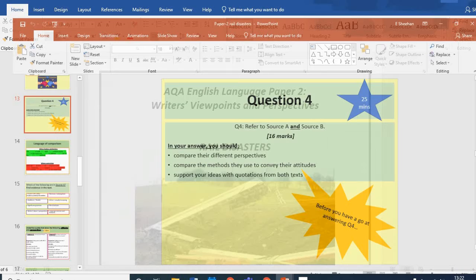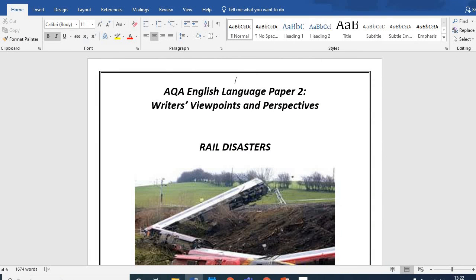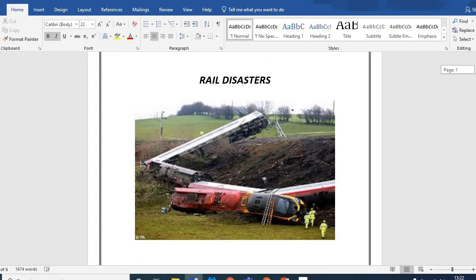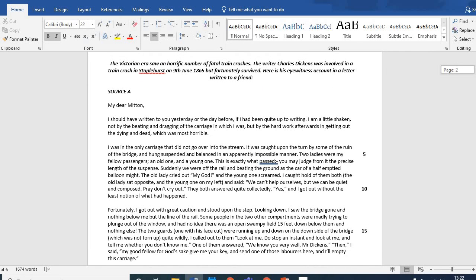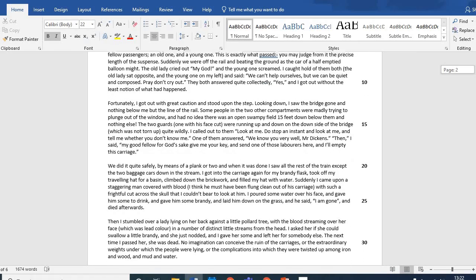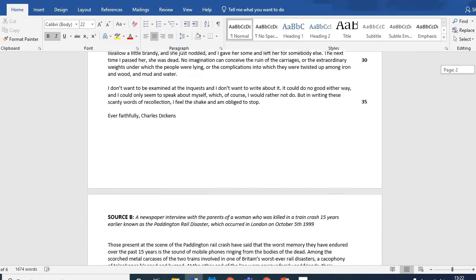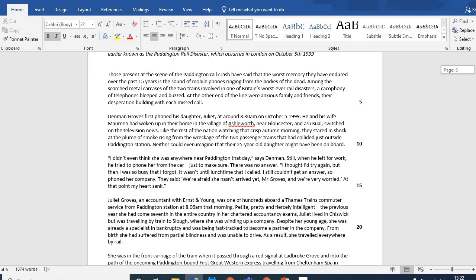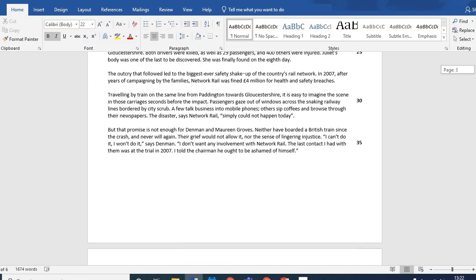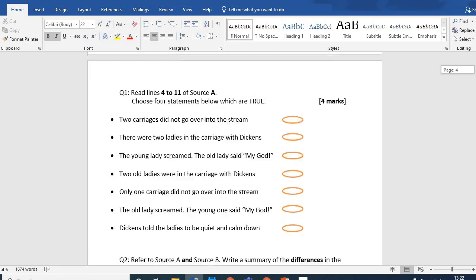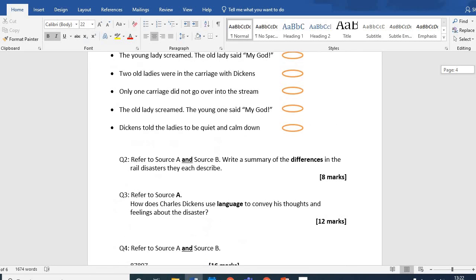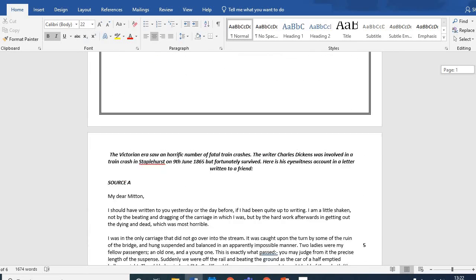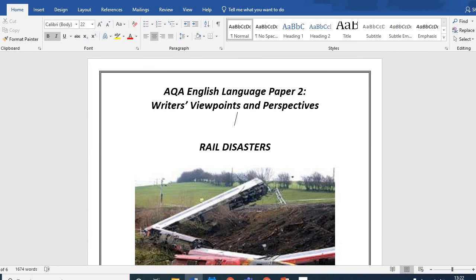Okay, and just a reminder, the sources you're looking at are in this booklet, the Rail Disaster booklet. So this is your source A, this is source B. And then you've already done 1 and 2, so you're now focusing on question 3 and 4, as we've just discussed. Now, I'll attach the Rail booklet to the email as well, so you should be able to access all the information you need.